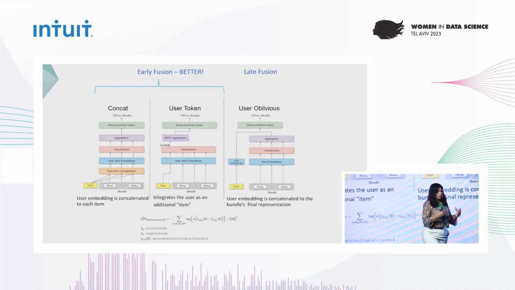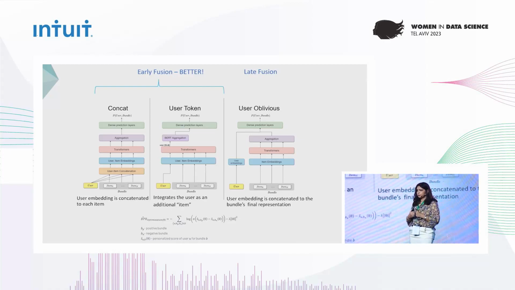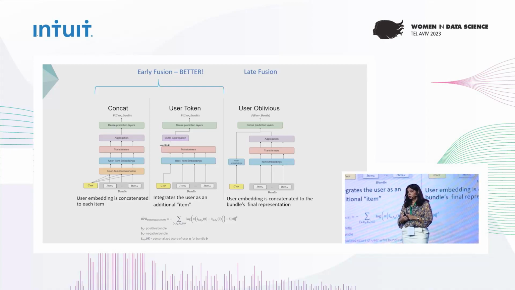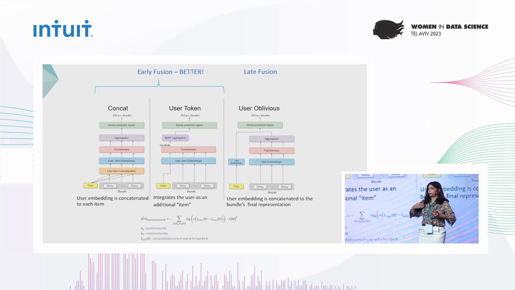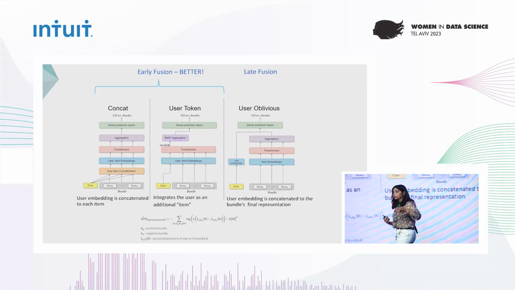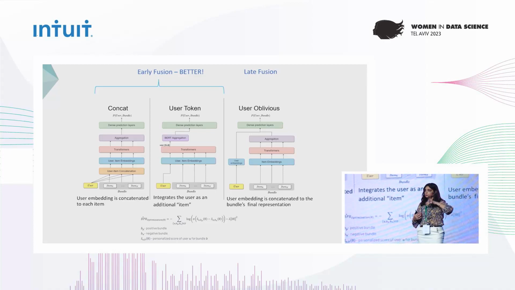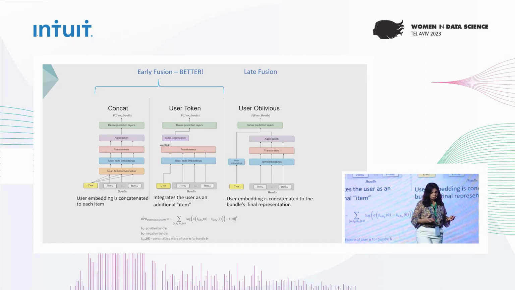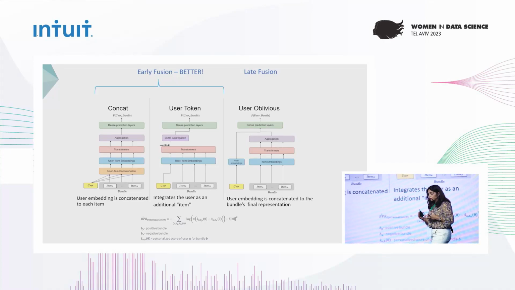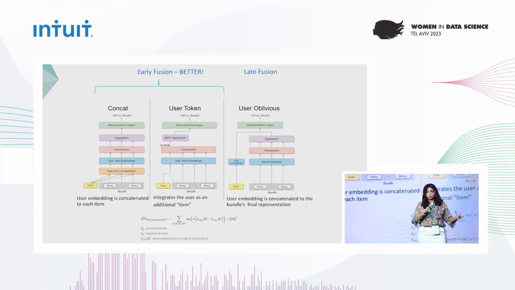One was what we called early fusion, where we learn within the transformer the representation of the items and the user together with an early fusion approach. And the other was a late fusion, which first we learn the relation between the item and the bundle, and then we aggregate the user representation after that. The early fusion was significantly better in all the data sets that we experimented, but also here we had two types of architecture that we thought of.